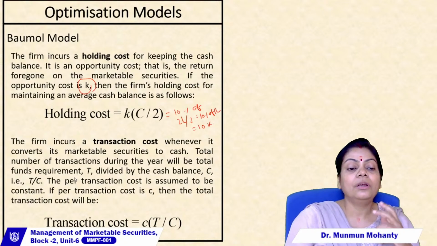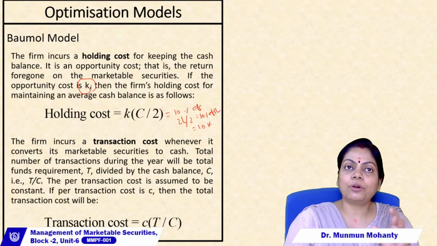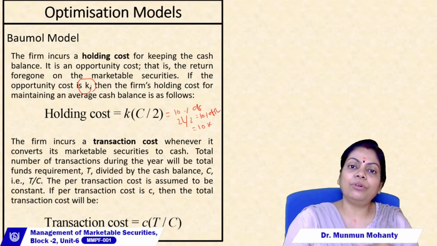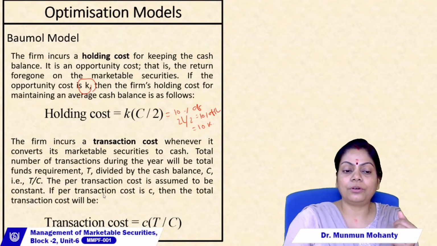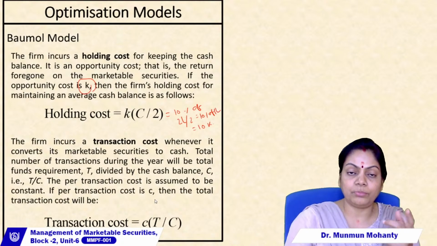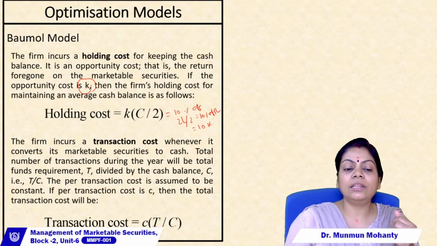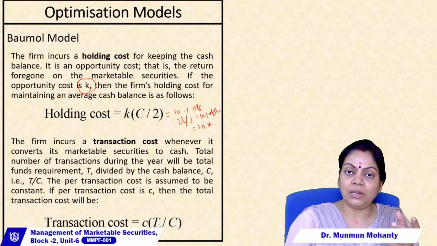And if I say that you are going to spend 5,000 rupees per conversion, then for 10 conversions we are going to pay 5,000 into 10, that is 50,000 rupees. So if the transaction cost per transaction is c, then the total transaction cost works out to c into T by C. T is my annual requirement of cash and C is my cash balance.